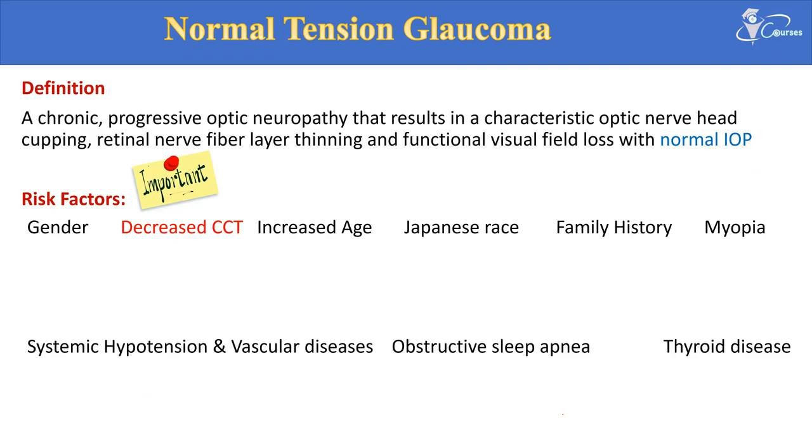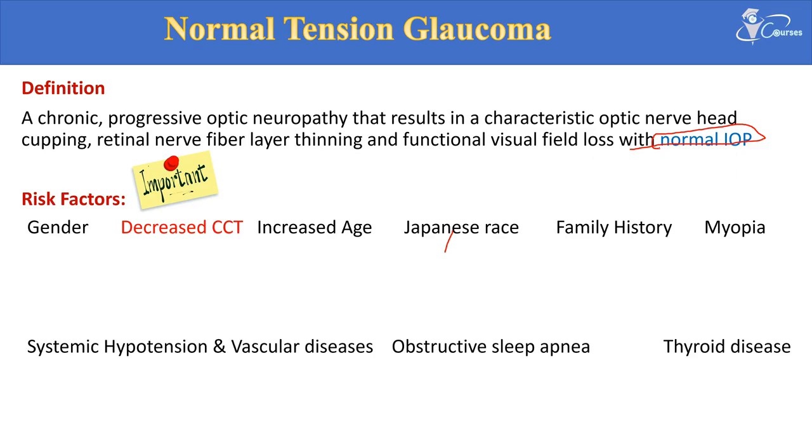Regarding the normal tension glaucoma, it is a chronic progressive optic neuropathy that results in characteristic optic nerve head cupping, retinal nerve fiber layer thinning, and functional visual field loss, but with normal intraocular pressure. So it has the spectrum of primary open-angle glaucoma, but with normal intraocular pressure. That's why we are saying that the intraocular pressure is not a mandatory finding for glaucoma. It can be normal in normal tension glaucoma.